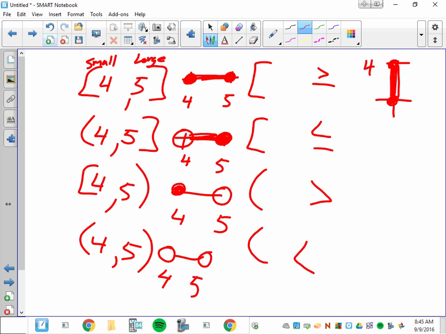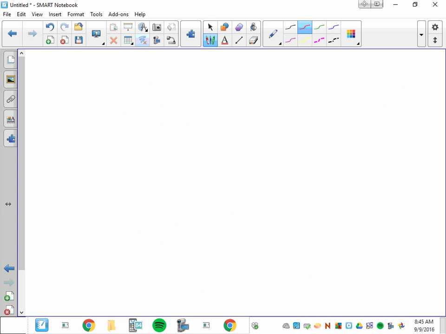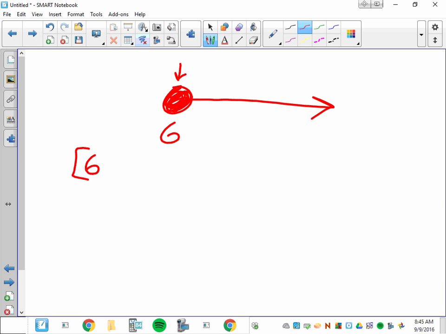Now, the only other thing you have to deal with is, what if you don't have an end on that other side? How do you describe everything from 6 up? Well, this is a closed circle, so it would be bracket 6. And then what's the right side going to be? Infinity. And you always put a parenthesis around infinity. There is no way to bracket infinity. You just can't get there.